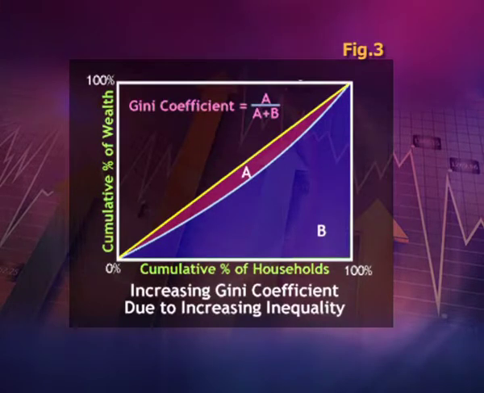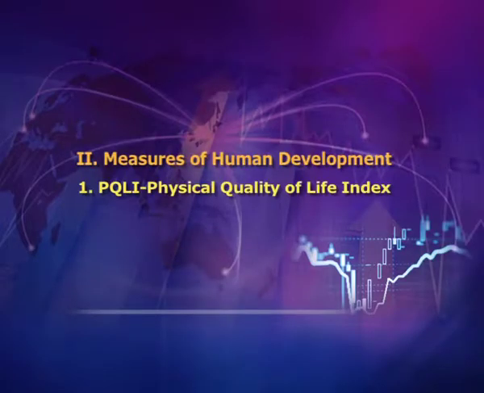As the line of inequality drifts farther from the line of equality, it represents greater inequality. The Gini ratio is expressed in the figure and is given as area A upon area A plus area B. As the line of inequality bows out more, there is greater inequality. In other words, as area A becomes larger, inequality increases. Let us now see the measures of human development.